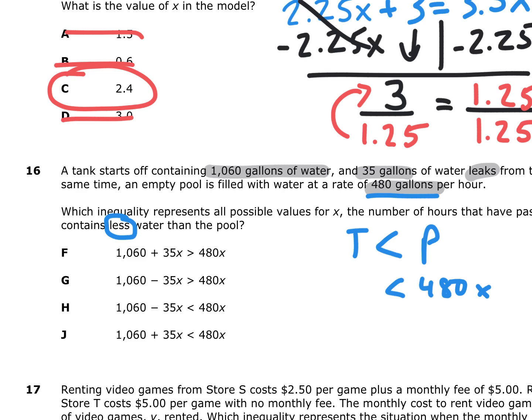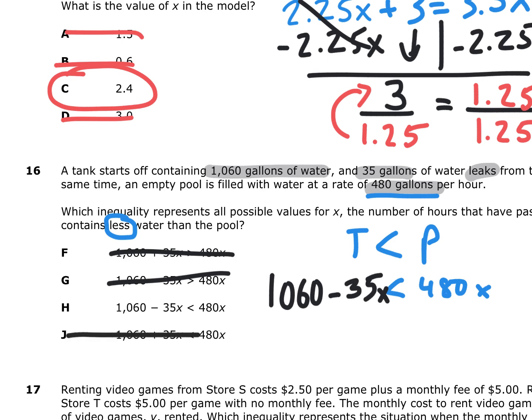Okay, so it's not F and it's not G, because both of those have the symbol facing the wrong way. So I can go ahead and cross those out. Now I have 1060 for the tank, and I'm leaking 35. So am I going to add 35 to that, or am I going to subtract 35 from that? Well, leak is going to be minus. And so now I have an addition and a subtraction problem, and so it's not J, it is H.